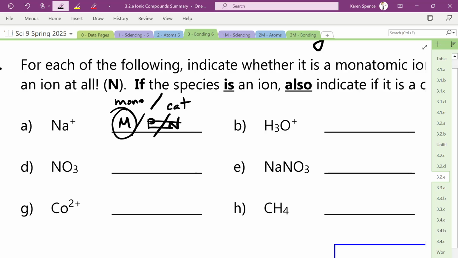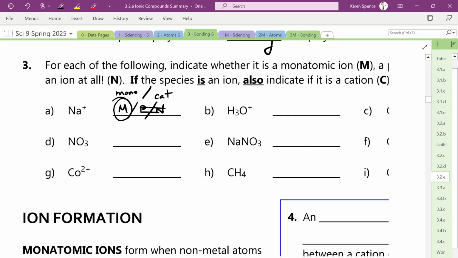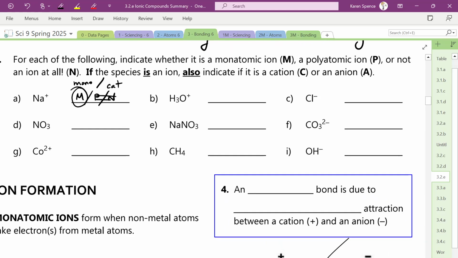Do you guys think you could try the rest of them now? Give the rest of them a try? Okay. I'll come around and take a look and see how you're doing.